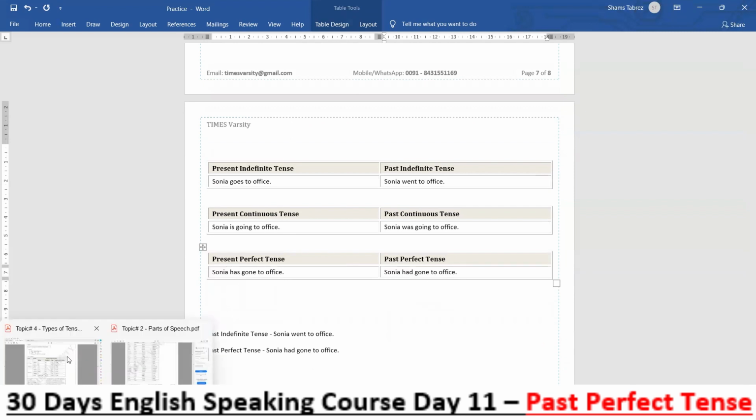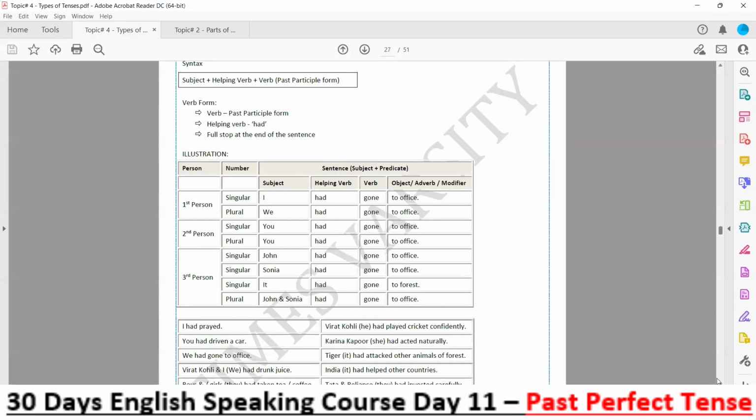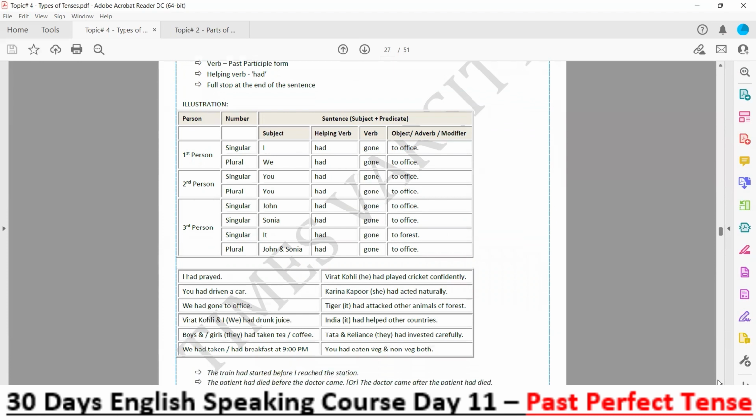Okay, so let's make some more sentences. If we talk about the last match, which was in the past, India versus Pakistan, right? Virat Kohli had played cricket confidently, because it is an affirmative sentence, so I have not included the word not. Similarly, Kareena Kapoor had acted naturally.